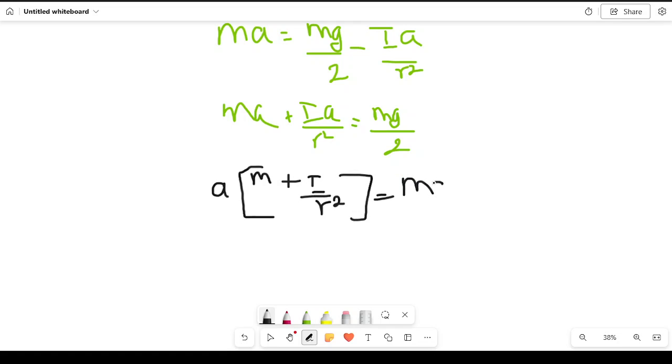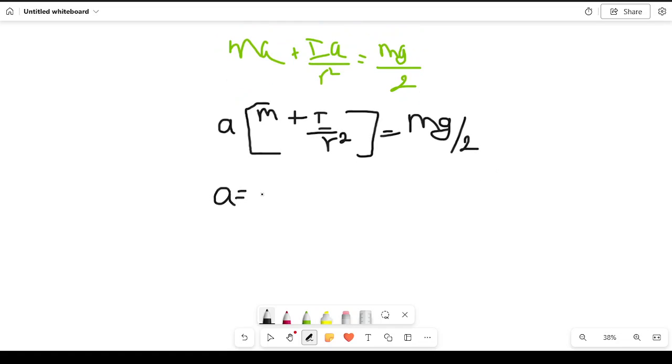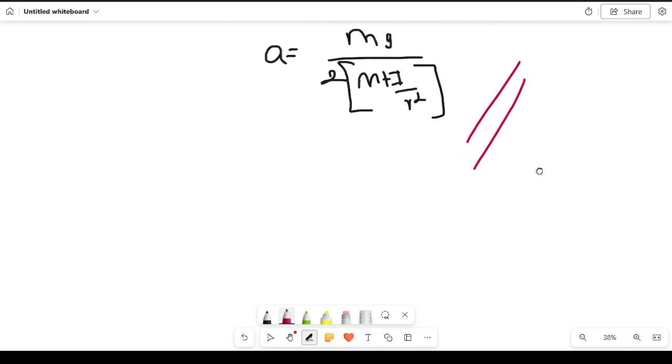And finally, a equals mg by 2 times m plus I by r square. Now I know all the values, hence I can simply substitute and get the answer. Hence, I got this, very important.